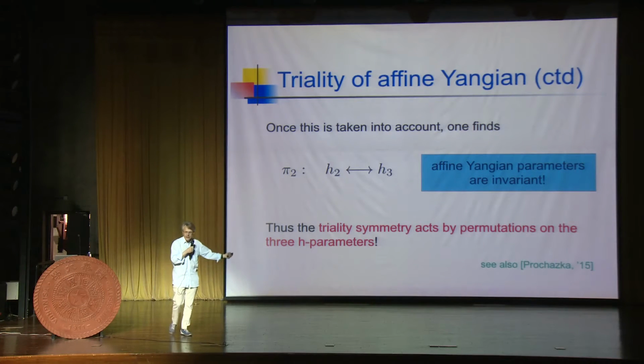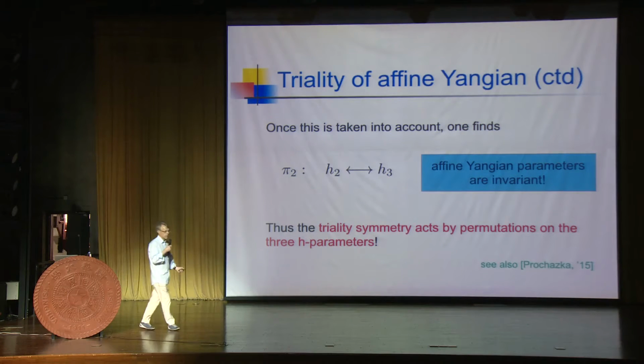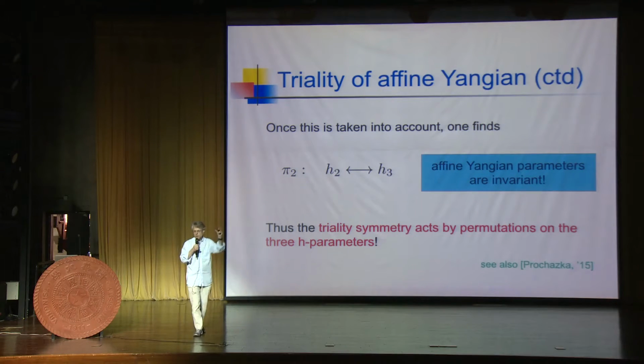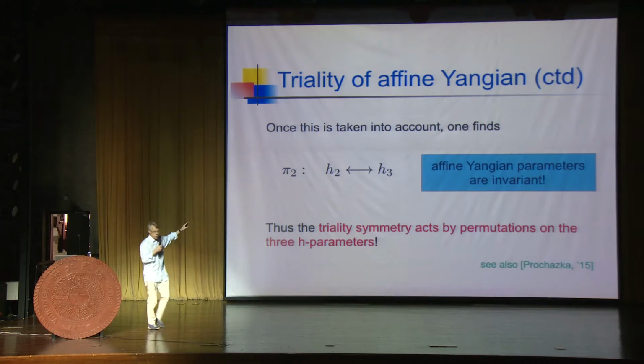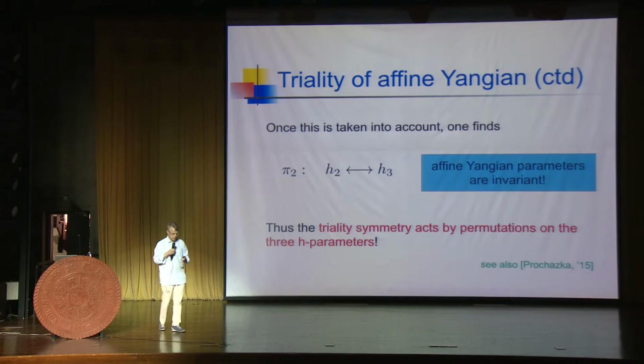So what this means again is that the affine Youngian parameters are unmodified, but this is quite nice because the triality symmetry acts like the permutation group on the three labels h1, h2, h3. One generator is the permutation of h1, h2. The other generator is the permutation of h2, h3.